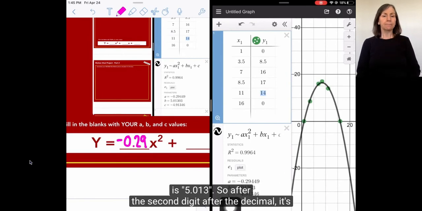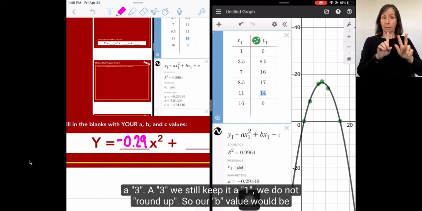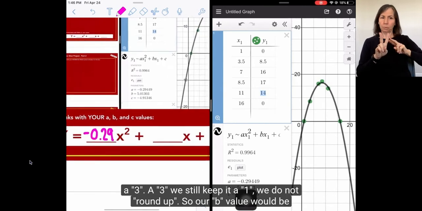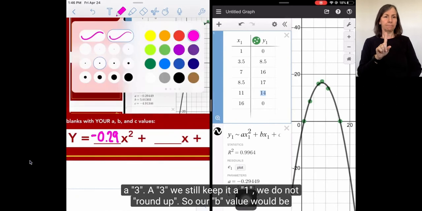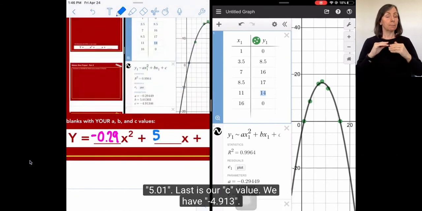Our B is 5.013. So after the second digit after the decimal, it's a 3. A 3, we still keep it a 1. We do not round up. So our B value would be 5.01.